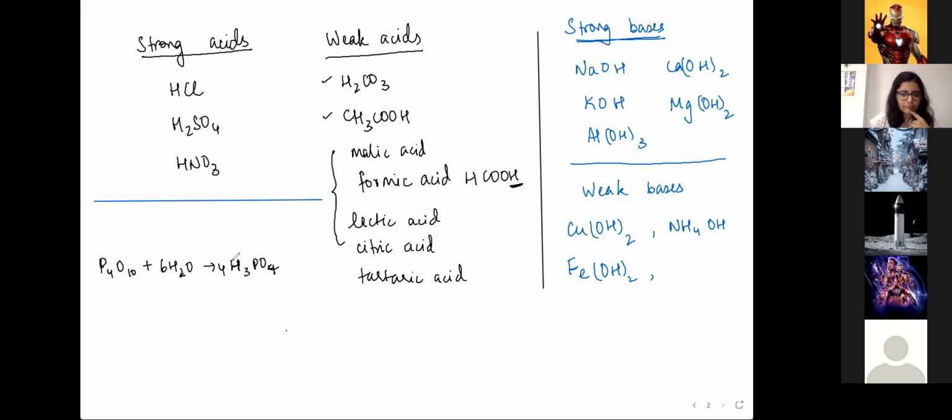Yeah, so can you give the names of all these? H2O is water. P4O10 is phosphorus pentoxide. And H3PO4 is phosphoric acid. So phosphoric acid will be strong, right? Yes, it is one of the strong acids. It's one of the mineral acids. So yeah.